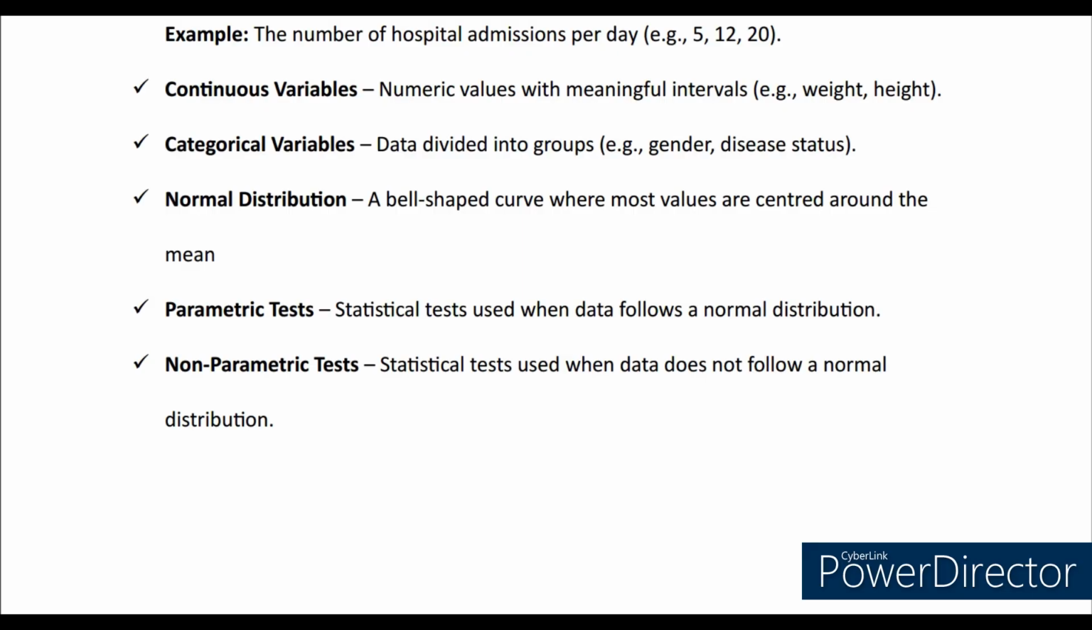And now coming to normal distribution, a bell-shaped curve where most values are centered around the mean. So parametric tests are something we use when there is a normal distribution. Non-parametric tests are used when data does not follow a normal distribution. I hope this is clear. And now let's move to the next part.